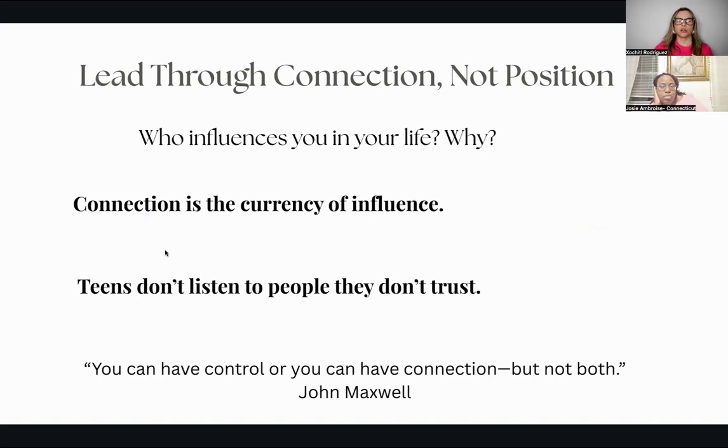So connection is a currency of influence. How do you connect to your siblings? How do you connect to your friends? How do you connect to your leaders? I'm a huge fan, and I actually took this material out of one of John Maxwell's books, because he's all about leadership. He's a huge influence in my life, and the values that he shares and values, I share those too. So I learn a lot from him. But how do I have connection with him?